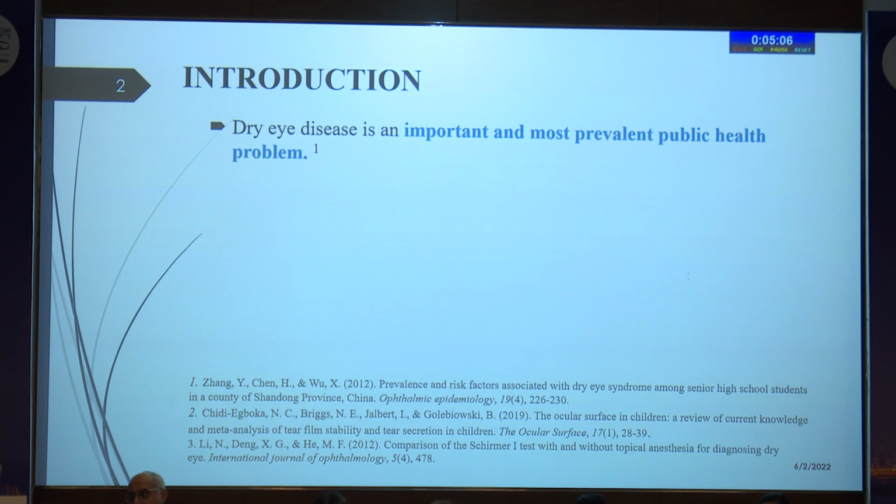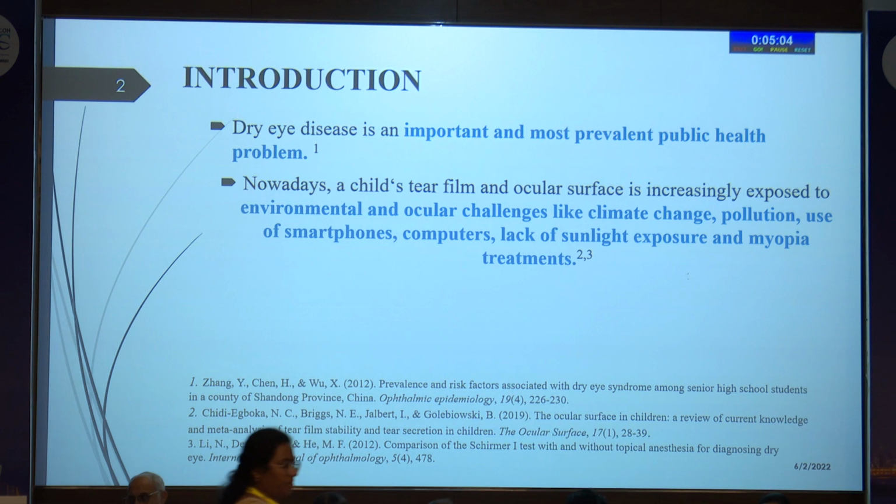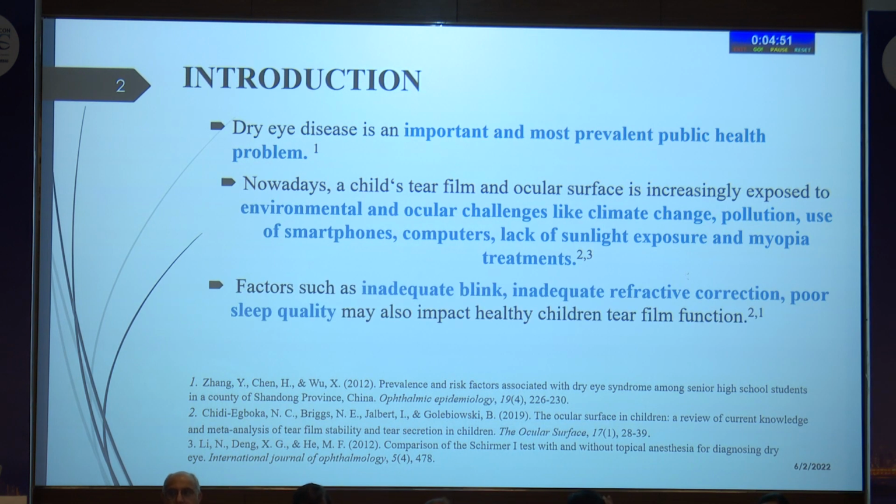Dry eye is an important and prevalent public health problem, and we do find that nowadays children's tear film and ocular surface is being exposed to a lot of challenges like climate change, pollution, use of smartphones, computers, lack of sunlight exposure, and of course myopia treatments. So factors such as inadequate blink, inadequate refractive correction, and poor sleep quality may also impact healthy children's tear film function.